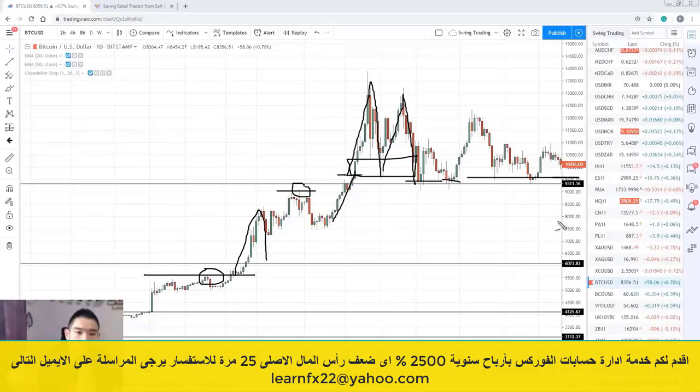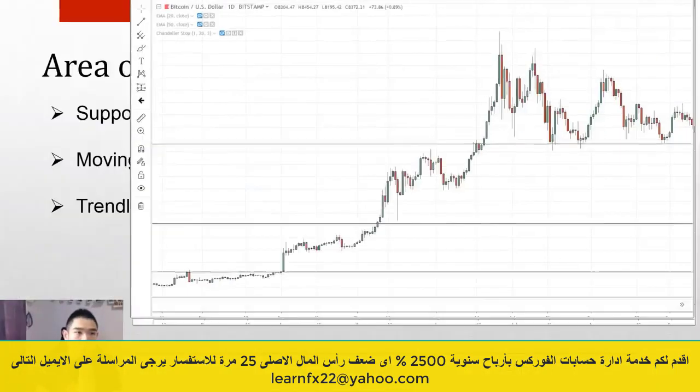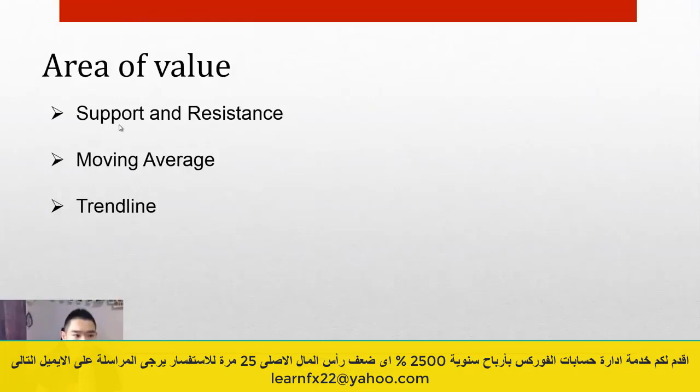So you can see that in an uptrend, there are numerous ways to define your area of value, and I want you to be aware of it. So you can see over here, area of value, the most common ones are usually support, resistance, moving average, trend line, and a downtrend is just the opposite. So now you have got your market structure, your area of value.